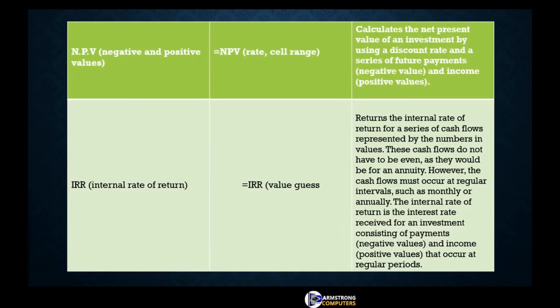We also have the NPV, the net present value. The syntax of the NPV is equal to NPV, bracket, rate, comma, cell range. It calculates the net present value of an investment by using a discount rate and a series of future payments, negative values, and income, positive values.